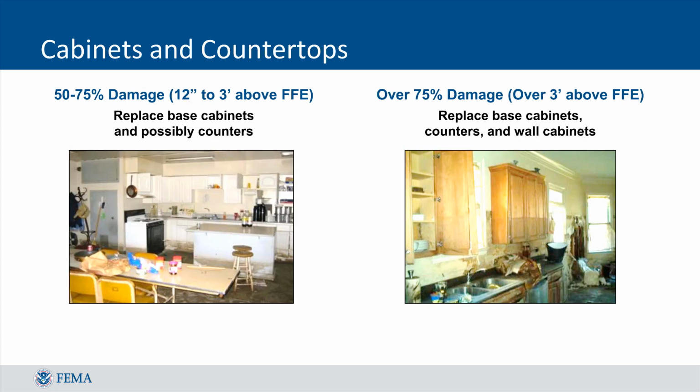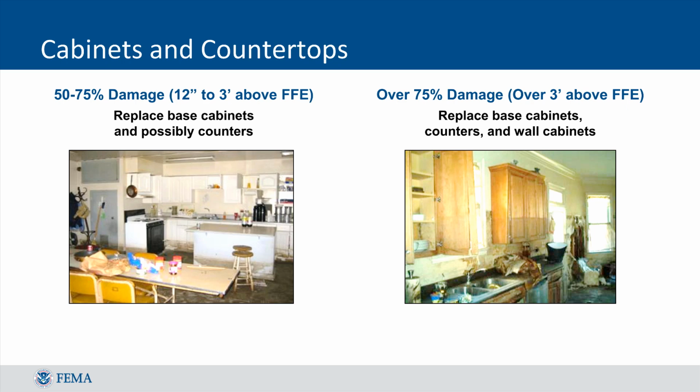When floodwaters rise up into the range of around 3 feet, there may be a jump in damage percentages, as all lower cabinets and countertops may need to be replaced. Many homes with this level of flooding will be in the 50 to 75% damage range, as many wall cabinets may remain undamaged. However, once wall cabinets have been damaged, it is far more likely that the damage level will be in the over 75% range.